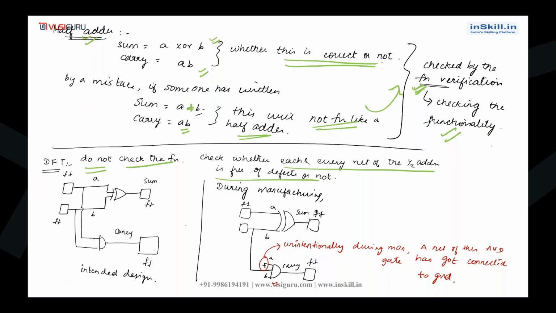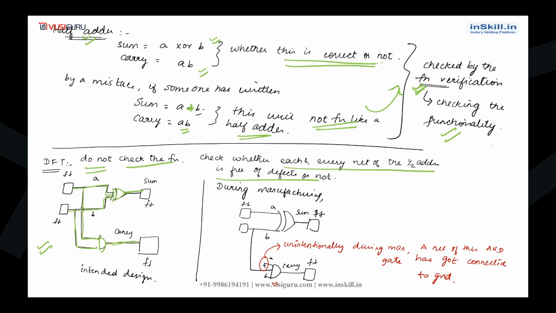Say for example, this is our intended design. In the half adder design, A and B are XORed, so that is the sum. A and B are ANDed, so that is the carry. A and B are coming from some flops, and sum and carry are going back again to some flops. So this is our intended design.